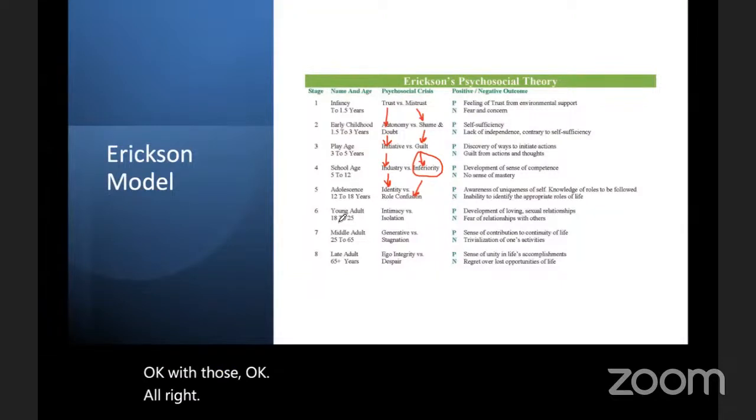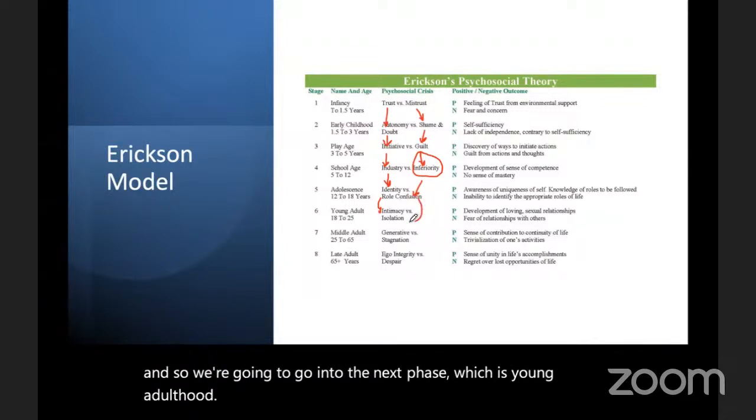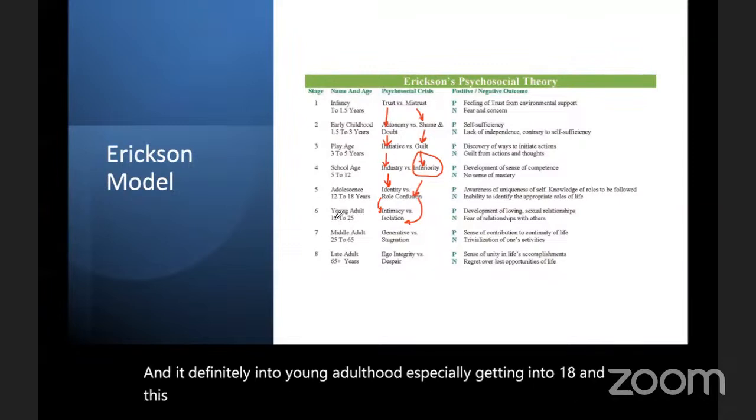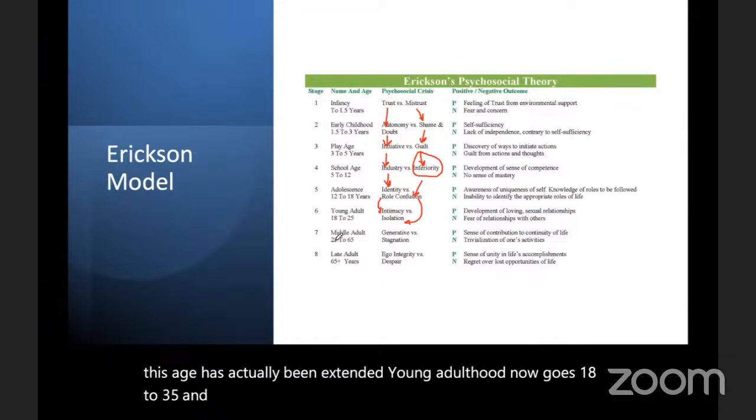Again, we're assuming that nothing changes through the lifespan. And so we're going to go into the next phase, which is young adulthood. And definitely into young adulthood, especially getting into 18. And this age has actually been extended. Young adulthood now goes 18 to 35, and then middle adulthood goes from 35 to 65. I just haven't updated this table yet.